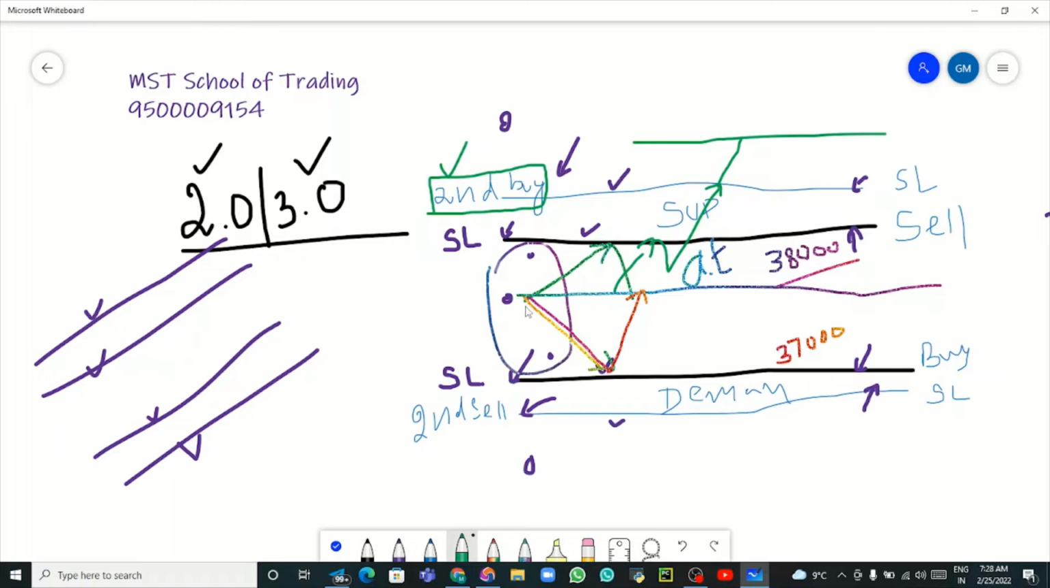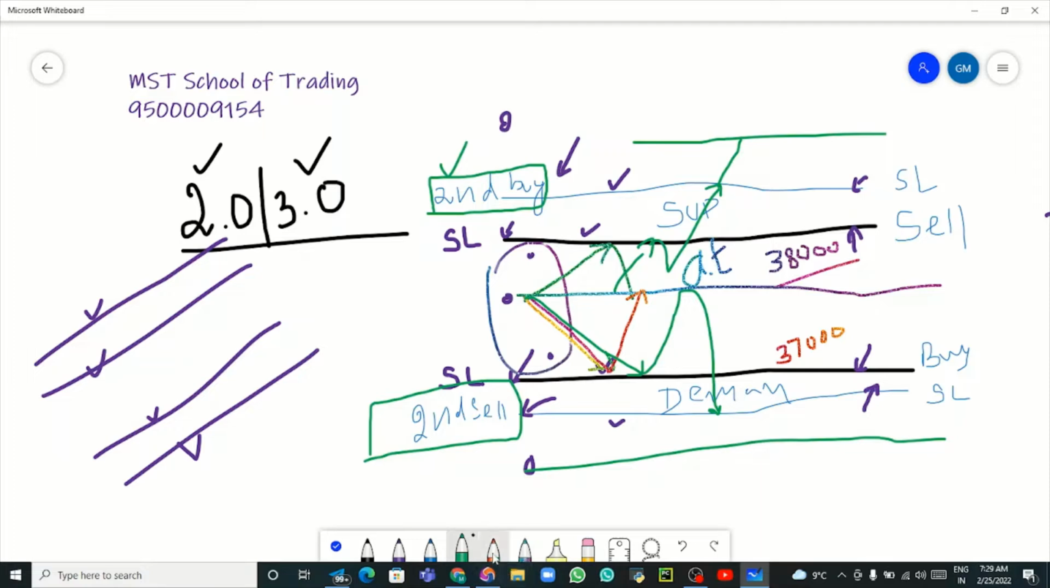Suppose say market has come to first buy first. Instead of giving target, it has reversed to SL. Again, once SL hit, don't worry, don't panic because you know what to do when the SL is hit. You will be ready with advanced pending order for double lot at the same place of the SL for selling. Then you have to book at the first target.